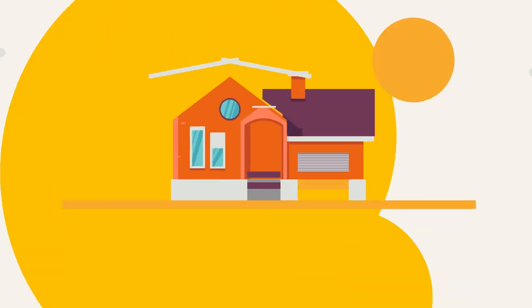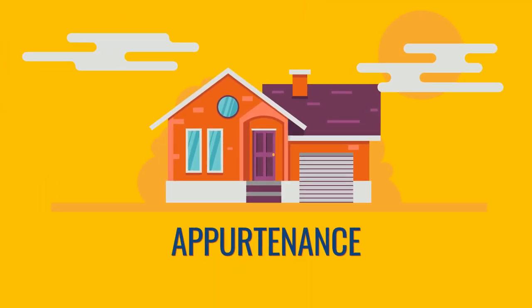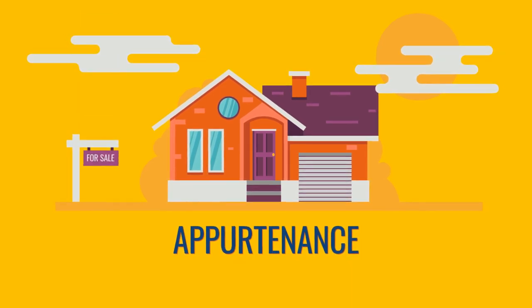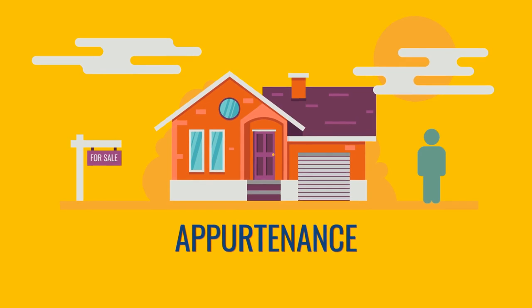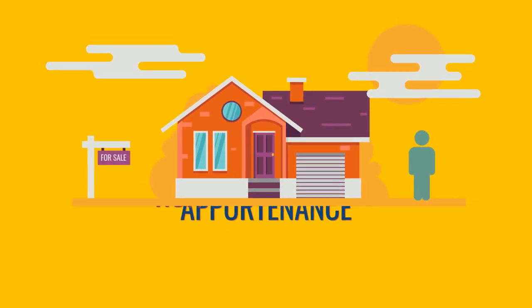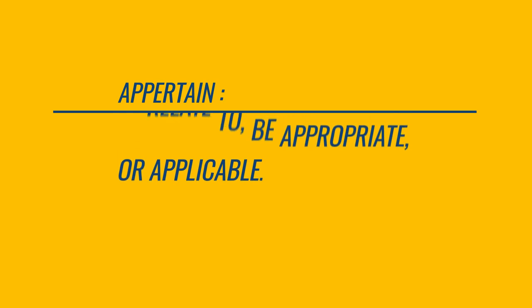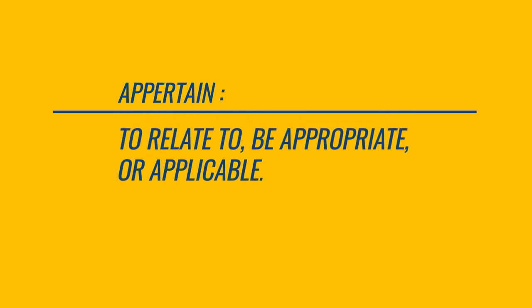In real estate, an appurtenance is something that is installed in or sits on a property. It is something that is considered a part of the property, is sold with the property, and is passed on to the new owners. When we talk about appurtenances, we are often talking about things that run with the land. Appurtenance originates with the word appertain, which means to relate to, be appropriate, or applicable.